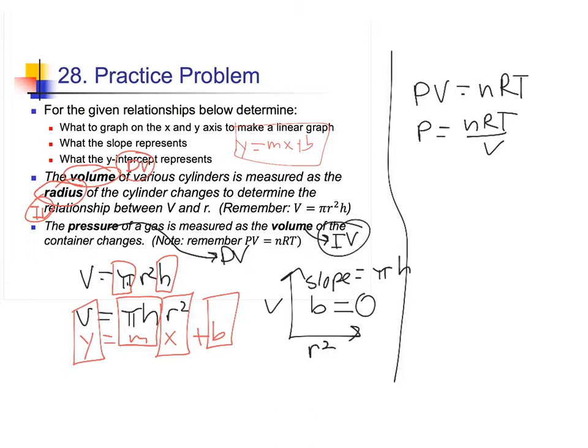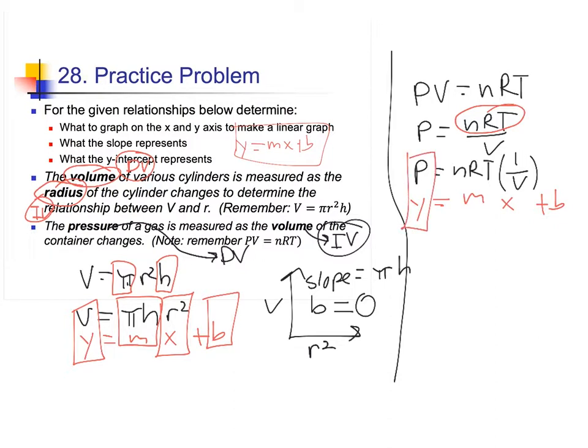Now I'm going to pull out any constants. In this case, that top is a constant, so I'm going to pull that out. I'm going to write it out in front here, nRT. And what's left then is this volume, but it's on the bottom, so it's actually going to be 1 over V. Okay? Now we've pulled out all our constants. We have our dependent variable by itself, and so we can match this up with y equals mx plus b. Pressure matches with the y. 1 over volume matches with the x. nRT is our slope, and our y-intercept, once again, is going to be 0.